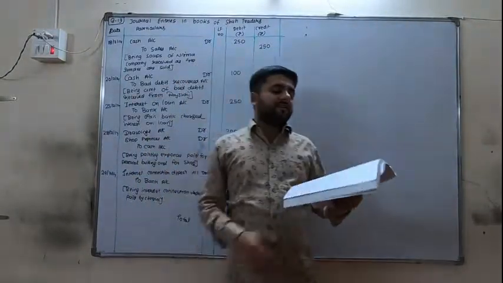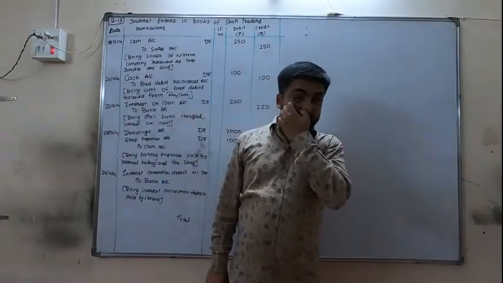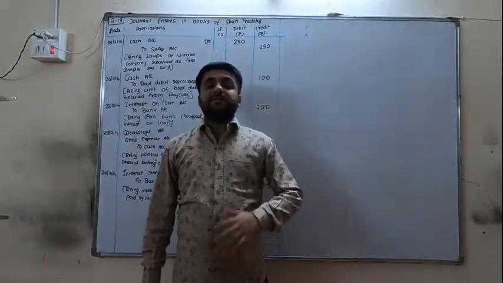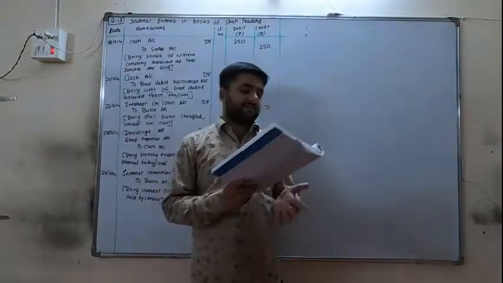Deposited cash of 20,000 with Vijaya Bank and opened an account. We are opening the account with Vijaya Bank by depositing our money. So Vijaya Bank is the receiver, Vijaya Bank account debit. Cash is going out, cash credit.